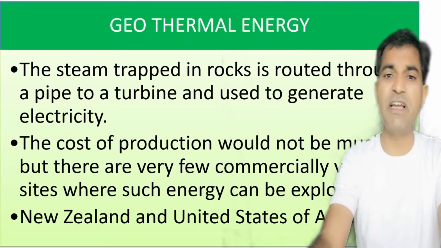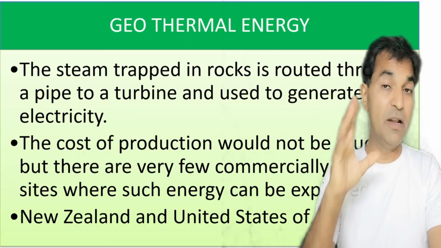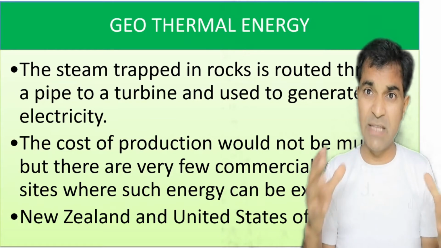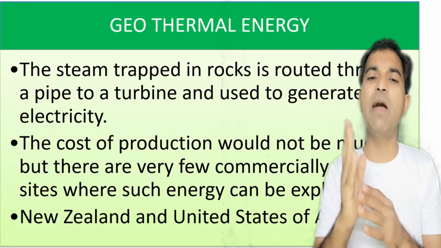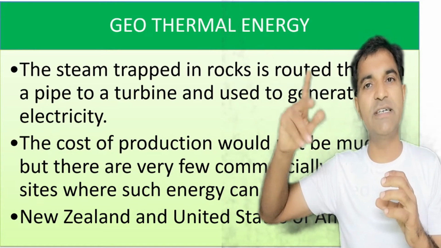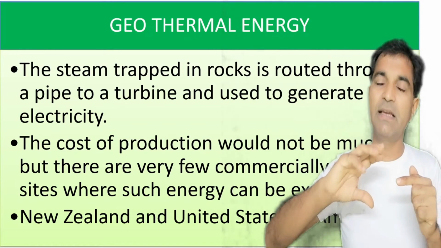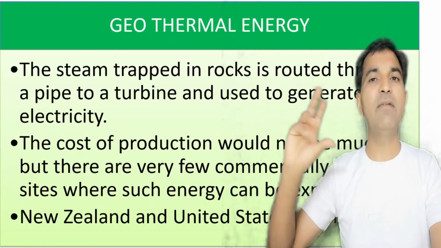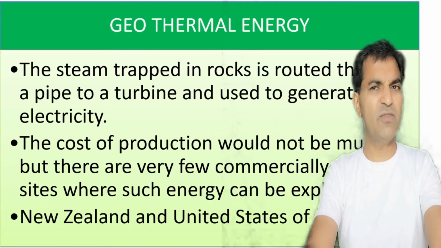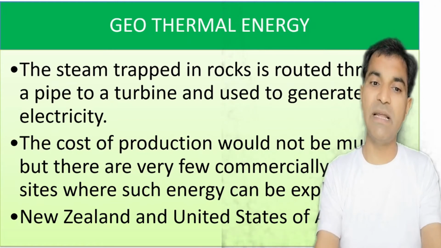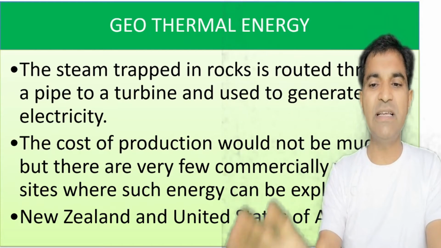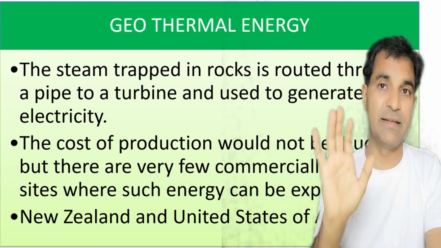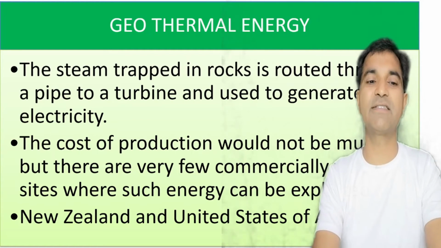The steam trapped in rocks is routed through a pipe. Now how do we harness this energy? The steam which is trapped in the rocks due to this heat energy is routed through a pipe to a turbine, and it is used to generate electricity. This steam rotates the turbine, and the turbine produces electricity. The cost of production would not be very high because the energy is free in nature, but commercially, economically viable spots are very few because you will rarely find such sites.